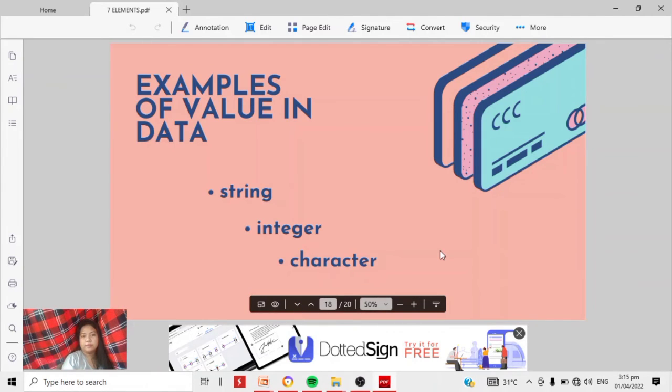So here's an example of the value and data. This is more like programming. We can use these values, variables, in programming. So here are the string, integer, and the character.